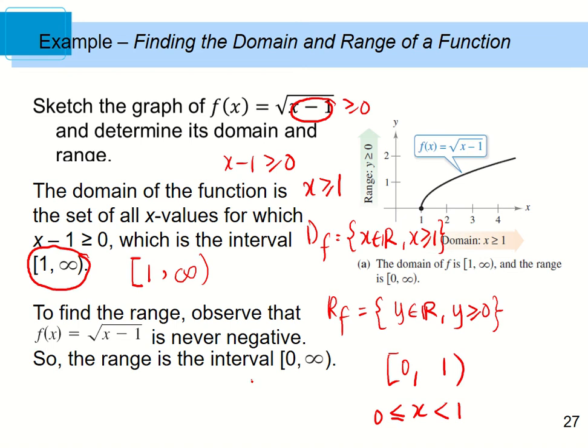Alternatively, if we have it like this, it means, is the 0 included? No. Is 1 included? Yes. The square bracket shows included, and the round bracket shows excluded. So we can actually use this interval form to express the domain and the range. So we have 1 to infinity, and this is 0 to infinity.